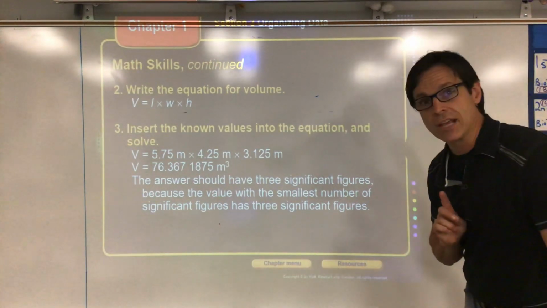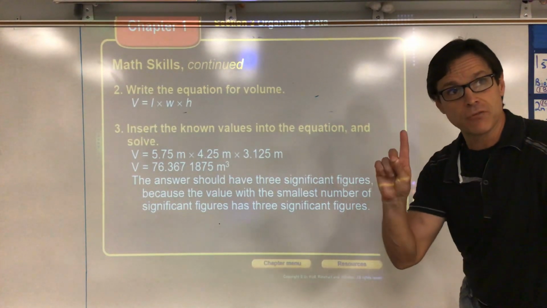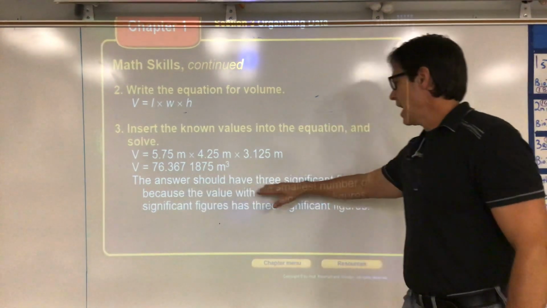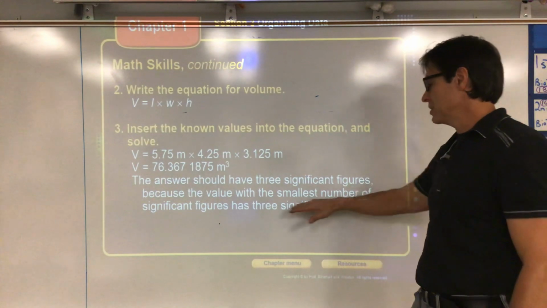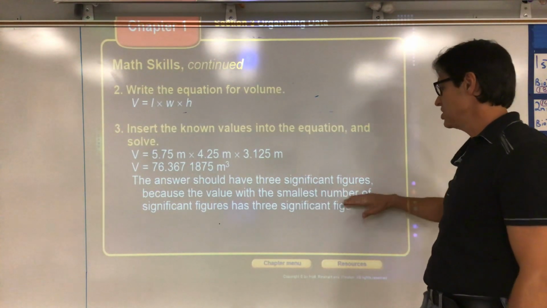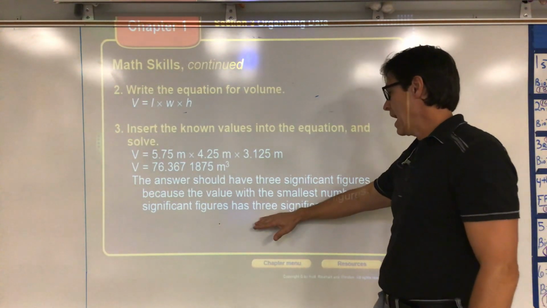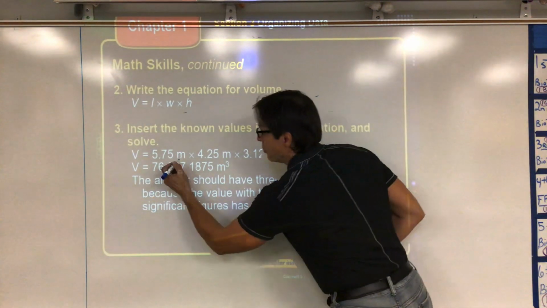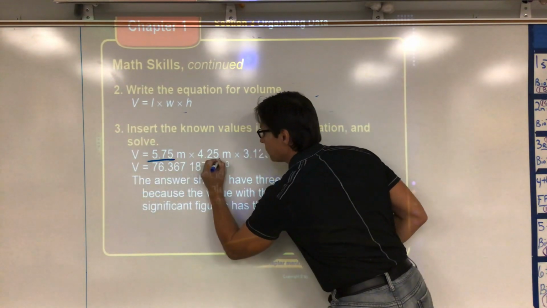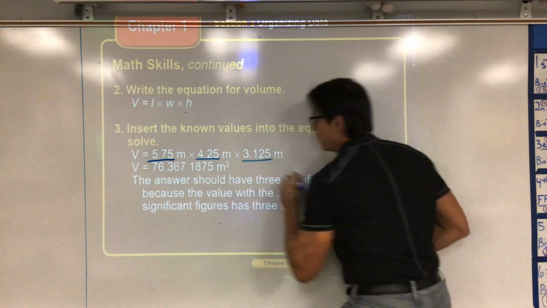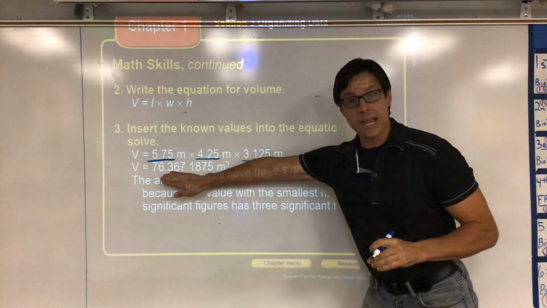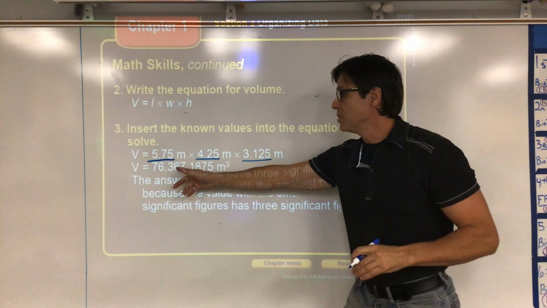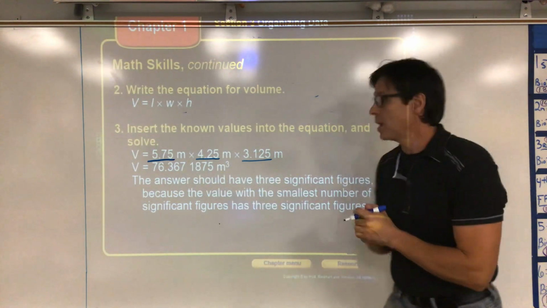So it's asking you, please put your answer in significant figures, okay? So here's your first example rule of sig figs. The answer should have 3 sig figures because the value with the smallest number of sig figs has 3. Okay, that didn't make much sense, but watch me right here. The 3 values I times, here, here, and here. What it's saying is whatever my answer is, guys and gals, I'm going to round this to the least amount of sig figs in the problem.